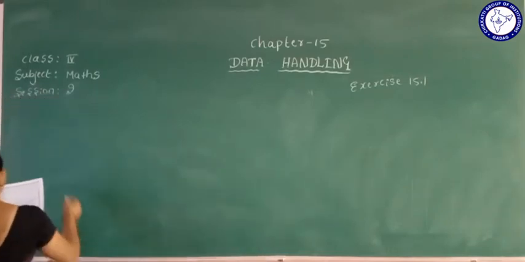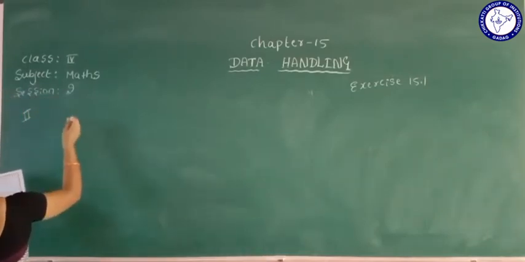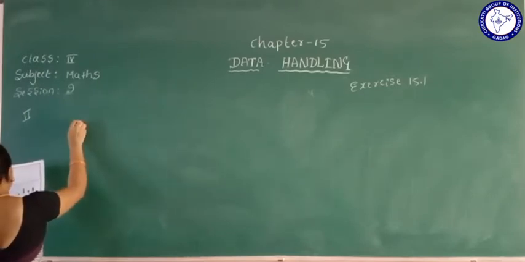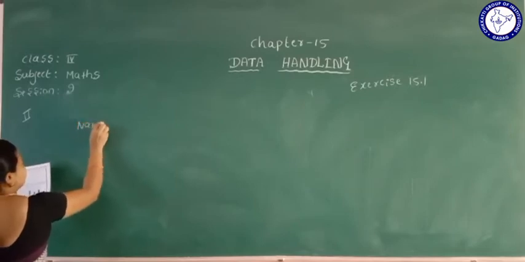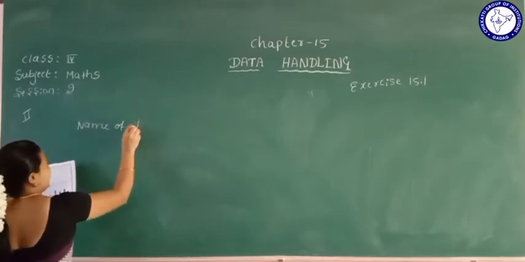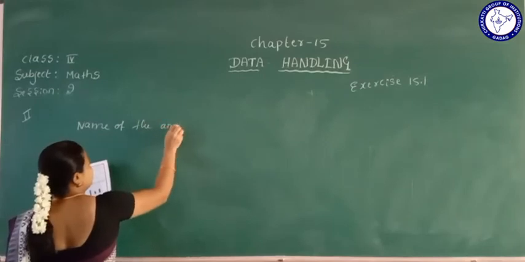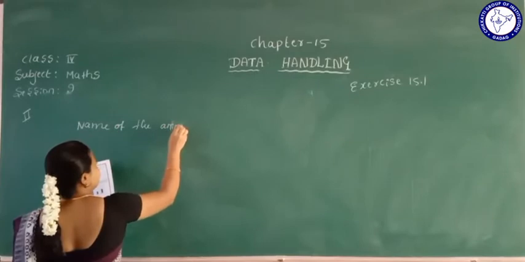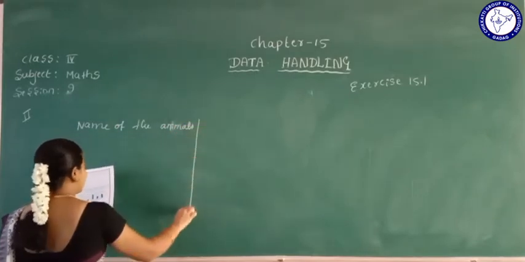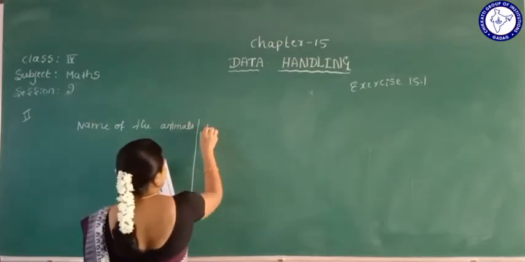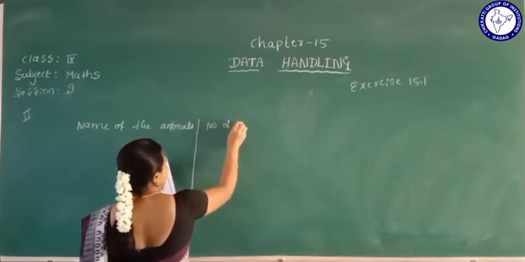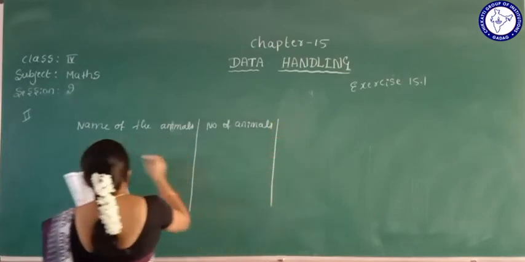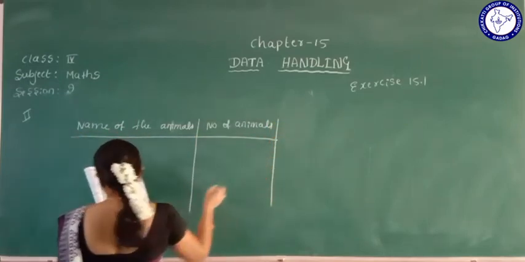Okay, first we will construct the table. Here, name of the animals. Then next, what? Number of animals. Yes. So we'll write first the name of the animals.